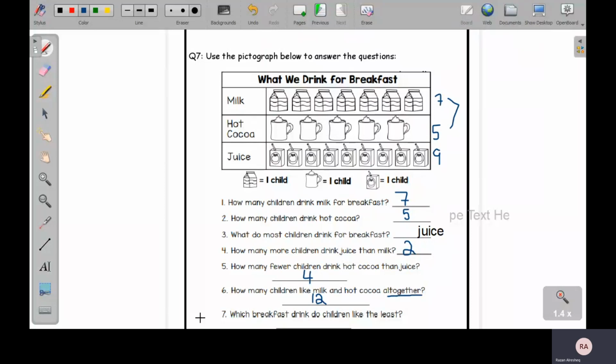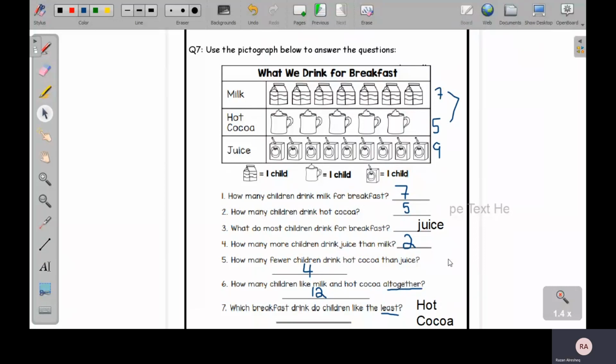Now here it says, which breakfast drink do children like the least? Least means the one that has the fewest number. Okay, so it's the least popular. By looking at the number, I know here that the least was hot cocoa. Okay, so right now we use the pictograph and the key to help us solve the questions that they gave us. And like I said, it's really important to look at the key. What you can do also in the beginning, before you answer your questions, you can underline the key so you remember what each object is represented by.